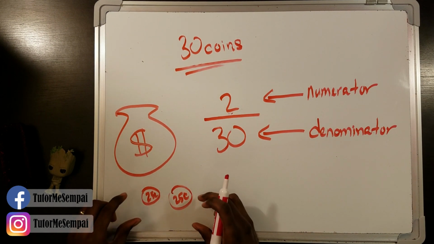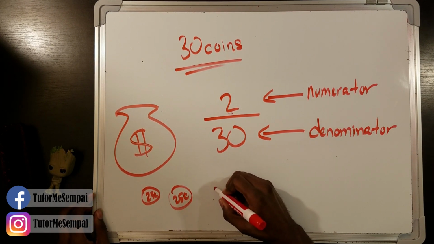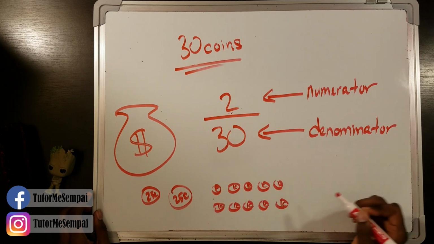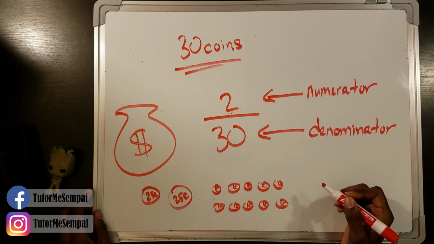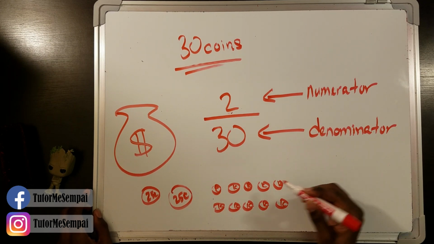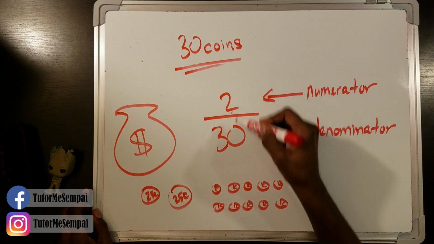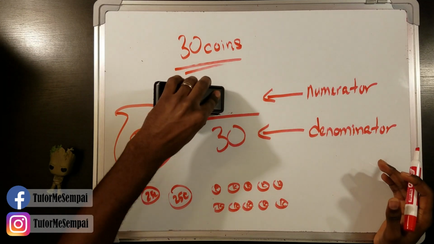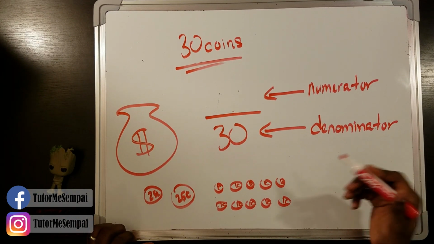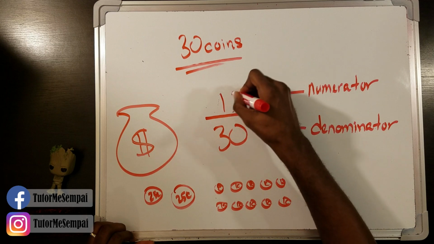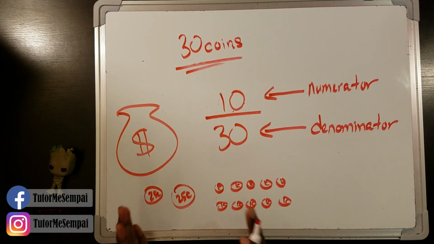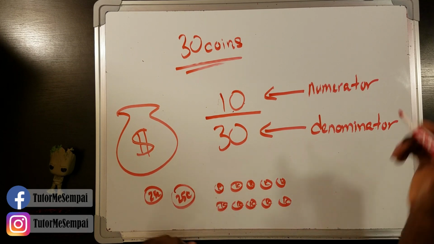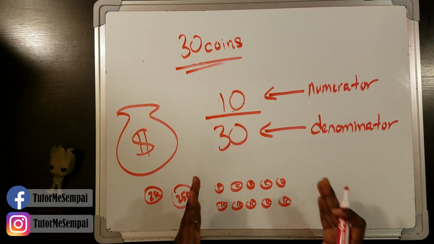We're focusing on quarters. Now, if we had, let's say, 10 pennies, right? So if we had 10 pennies, well, it doesn't matter how many pennies we have. If we're only focusing on quarters, this doesn't change. But if we focus on pennies now, so instead of 2/30, we have 10 pennies out of 30. The numerator becomes 10 because our focus shifted from the quarters to the pennies. So the numerator is going to be what we're focusing on.